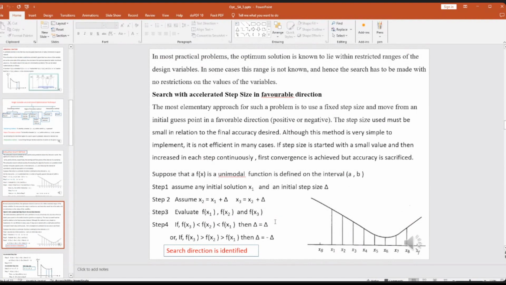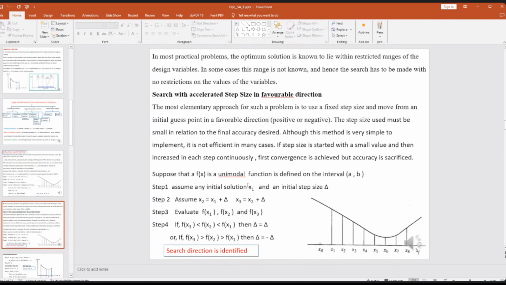Now we will discuss that this exhaustive process is very slow and it will take much time, but we can accelerate our search process using certain logic, which is called the accelerated method or sometimes called the bounding phase method. In this method, first of all, we will start with an arbitrary initial solution in the search interval AB. We will start with an initial solution arbitrarily chosen, x1 suppose.